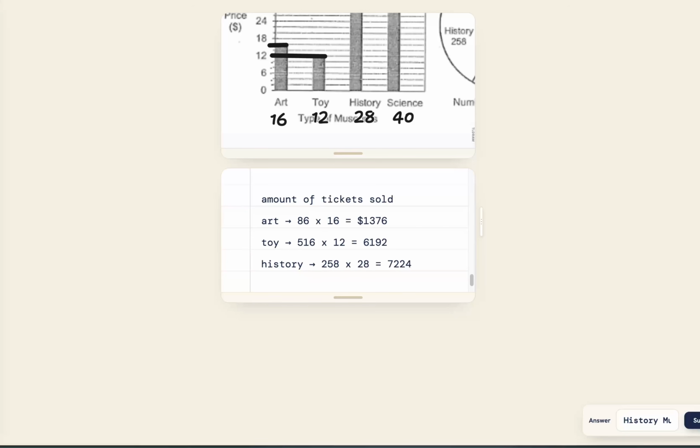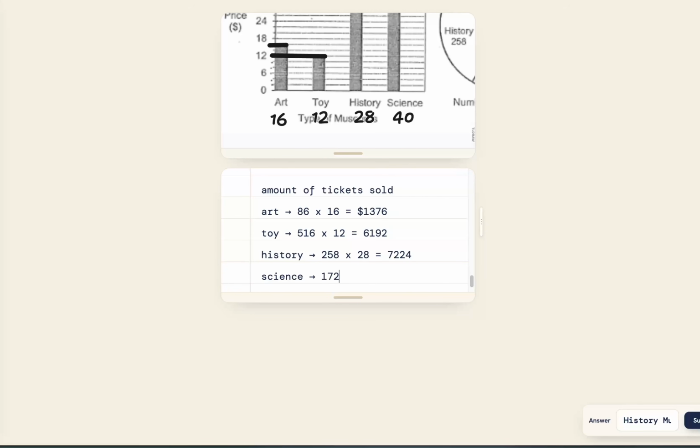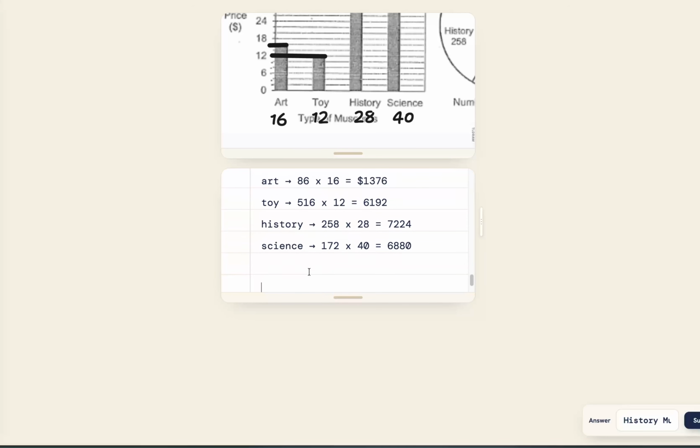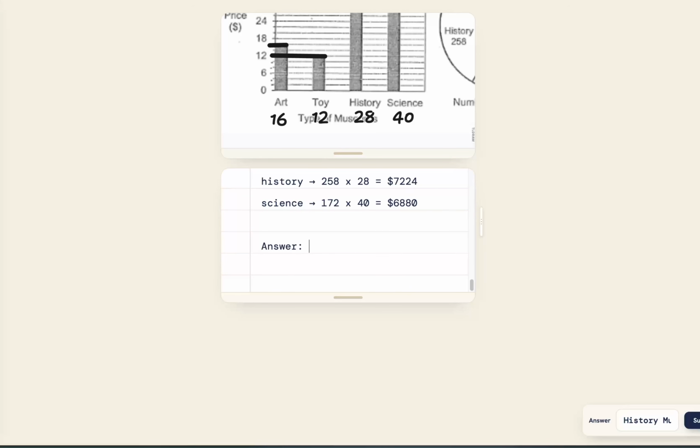And lastly, science: we have 172 times 40, and this will give us $6,880. Therefore, what has the highest amount? If you guessed history, then you're right. So the answer would then be history with $7,224. Okay, there you go.